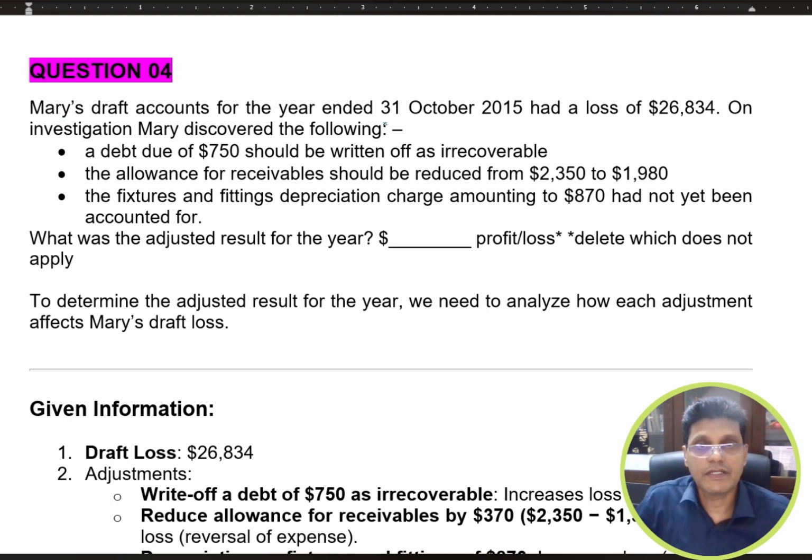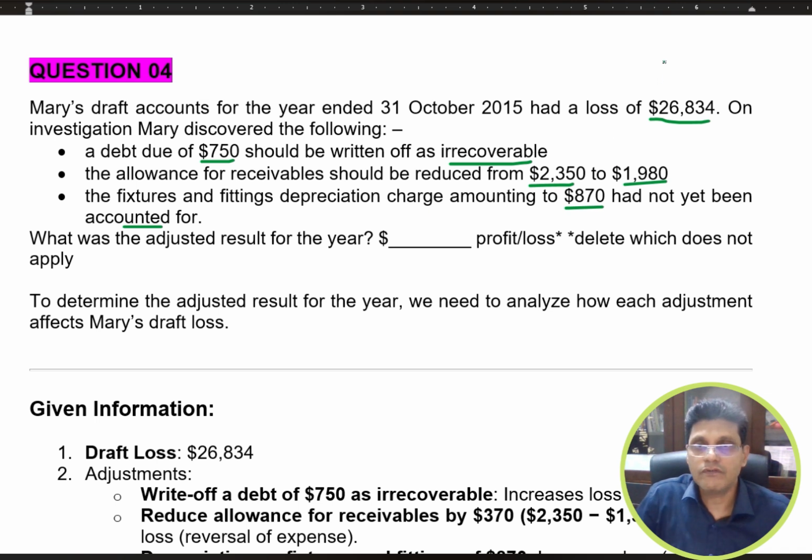Mary's draft accounts for the year ended 31st October 2015 had a loss of $26,834. On investigation, Mary discovered the following. A debt due of $750 should be written off as irrecoverable. The allowance for receivables should be reduced from $2,350 to $1,980. The fixtures and fittings depreciation charge amounting to $870 had not yet been accounted for. So what was the adjusted result for the year?